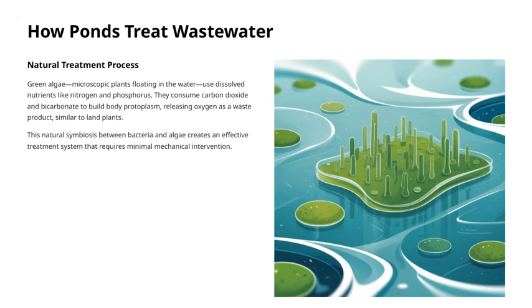This natural process creates a kind of symbiotic relationship between bacteria and algae. The bacteria help break down waste, while the algae utilize the nutrients and produce oxygen. Together, they form an effective treatment system that doesn't require a lot of mechanical work or intervention. This natural synergy is what makes ponds an efficient, low-maintenance way to clean wastewater before it's released back into the environment, aligning perfectly with our overall goal of sustainable water treatment solutions.